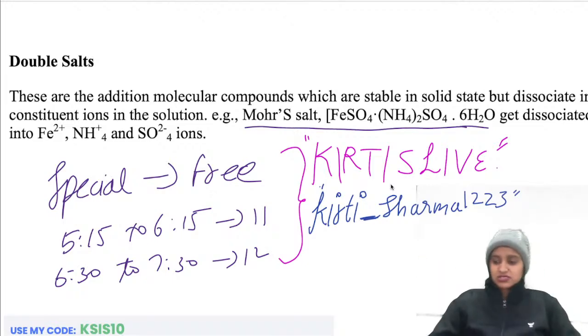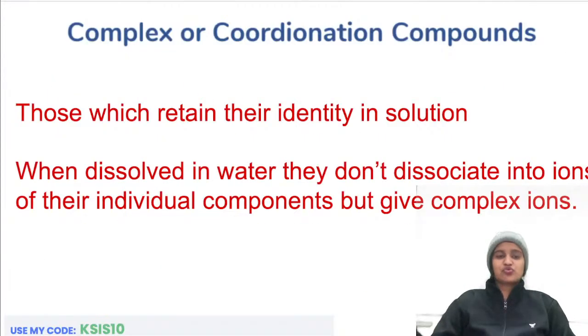Okay, so yeah, let's move ahead to complex or coordination compounds. Now these are kind of opposite of double salts. These coordination compounds are also addition compounds. That is, two stable compounds are combining together in order to form a coordination compound. But when you dissolve a coordination compound in water, it does not get dissociated into all of its constituent ions.